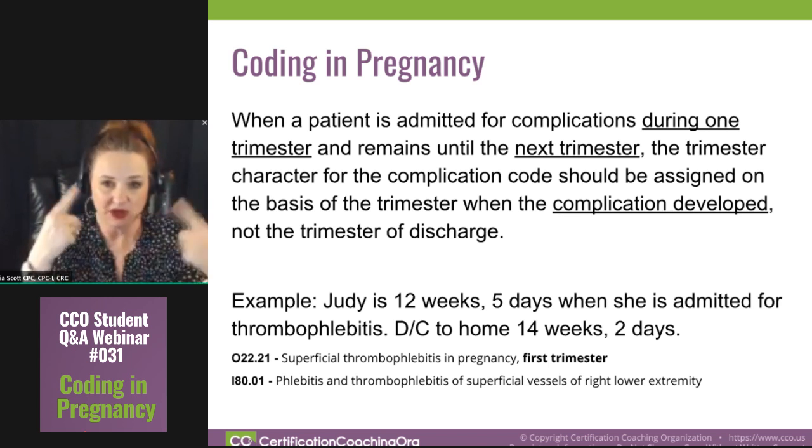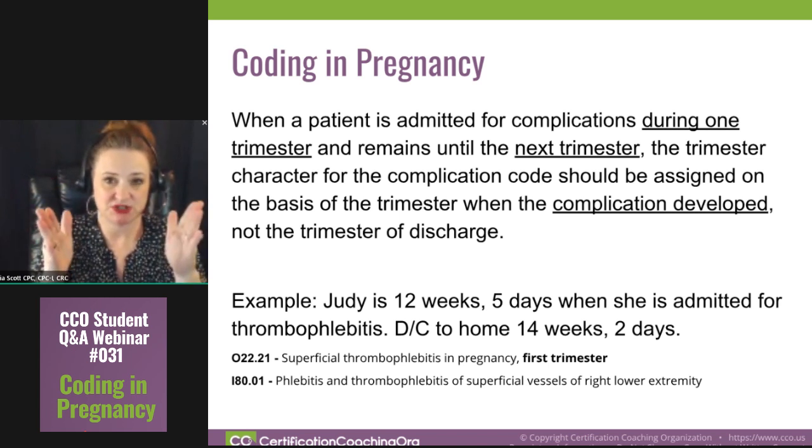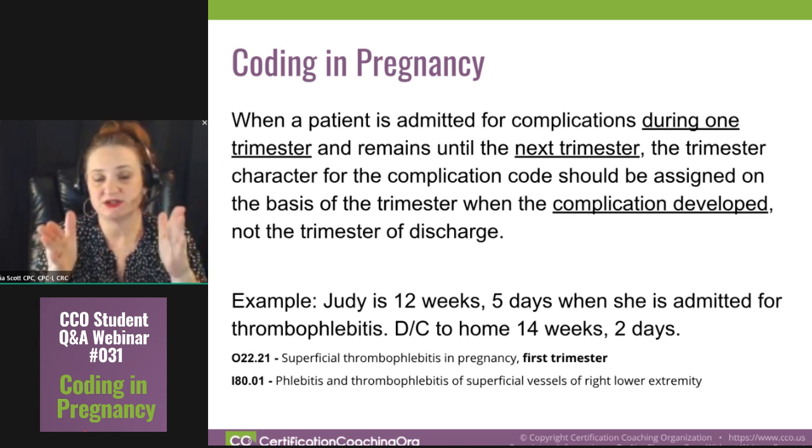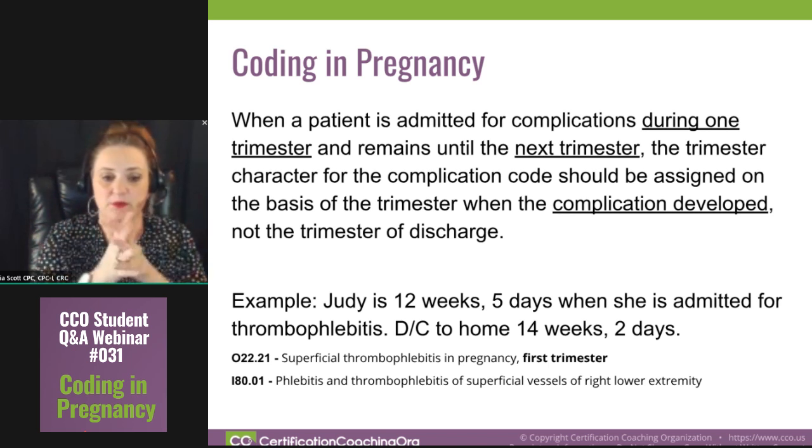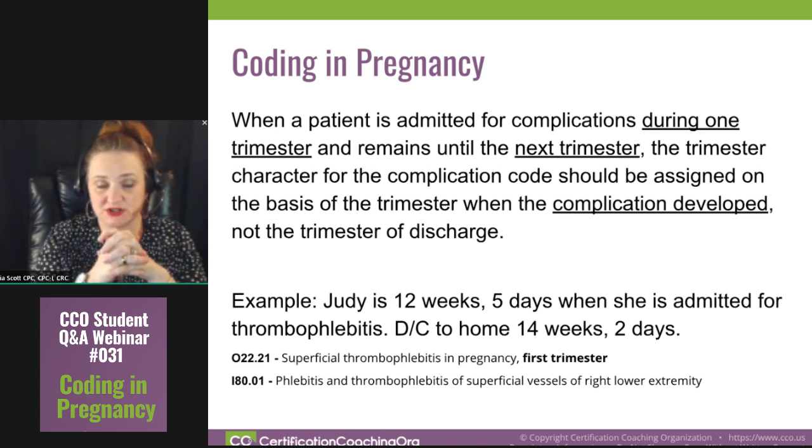Now, normally with inpatient, we would think that if she was in the second trimester when she was discharged, we should use the second trimester as the code. But actually, it's not that way. It's complication developed, not the trimester of discharge. So when did the complication occur?